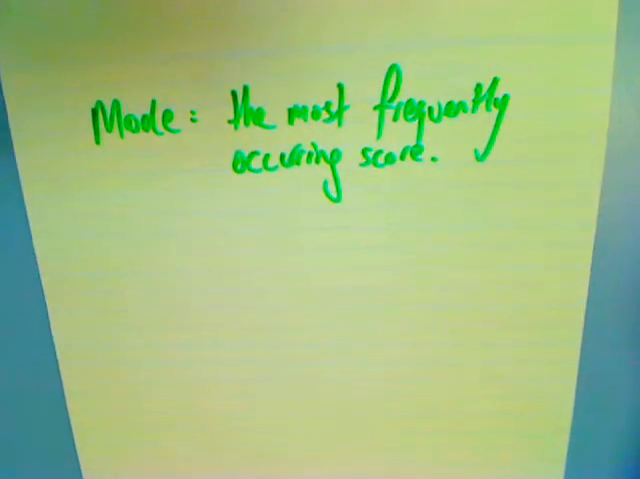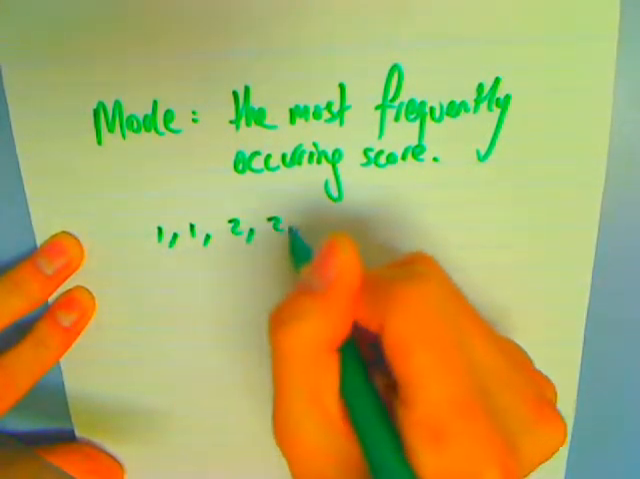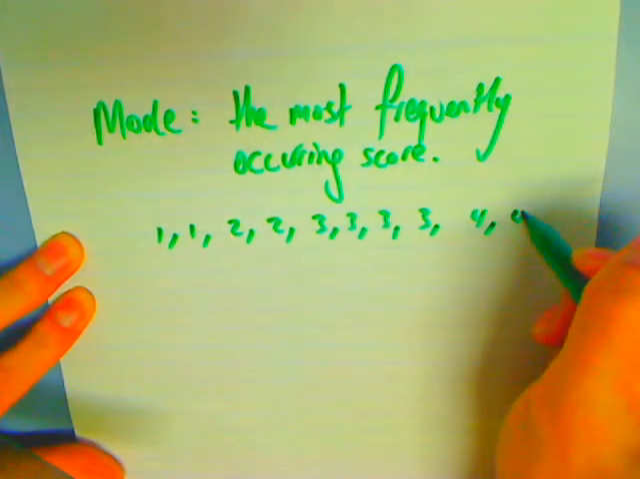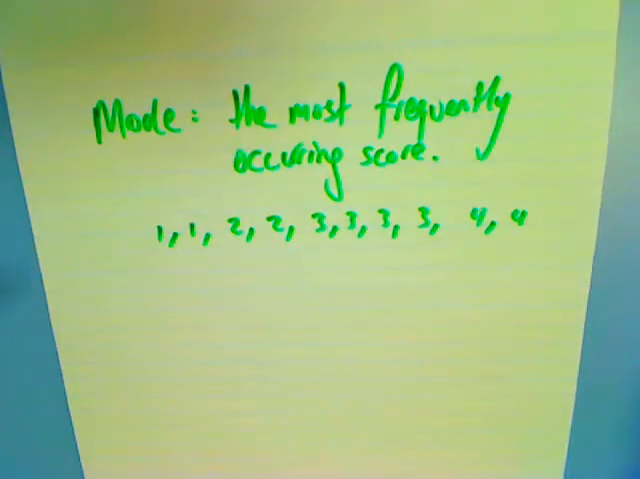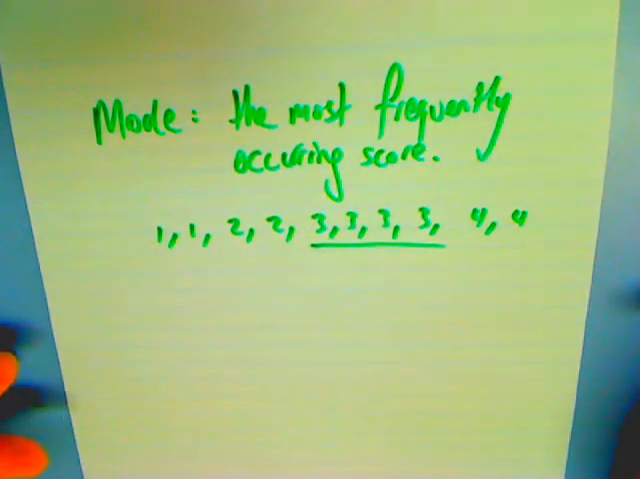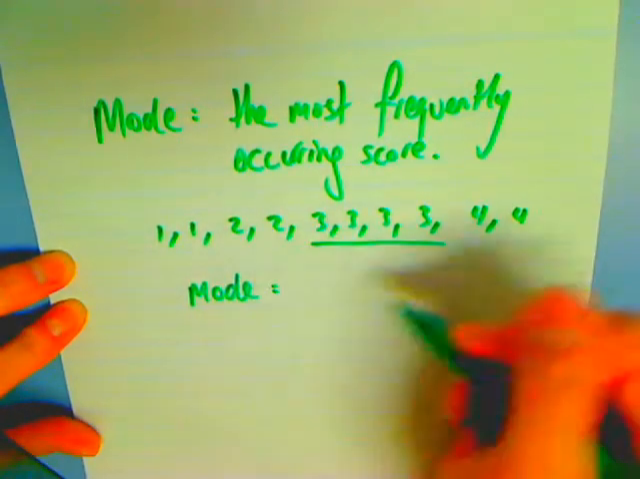There are two ways to figure it out. You either have a look at the set and count one by one what's the most frequent score. In this case, 3 is most frequent because it comes out 4 times over everyone else. So what we'll say is that the mode is 3.